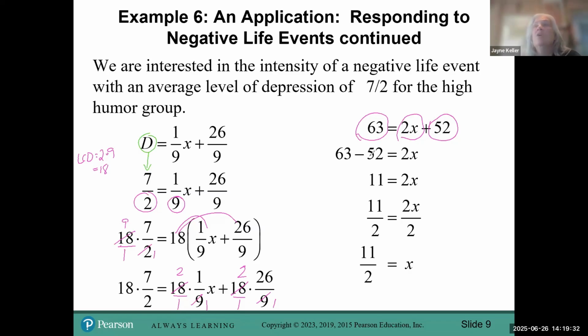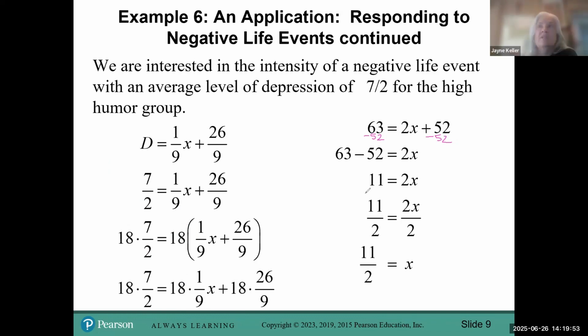And now I can solve this by using the addition property of equality. What do I want to do? I want to add negative 52 to both sides. So if I think of adding negative 52, or just subtracting 52, same thing. Over here, I have 63 minus 52, which is 11. Over here, I have 2x plus 52 minus 52, which leaves me with 2x.